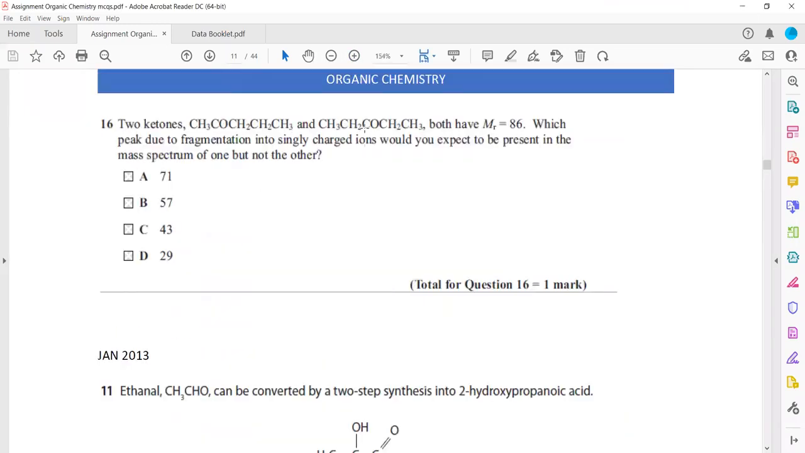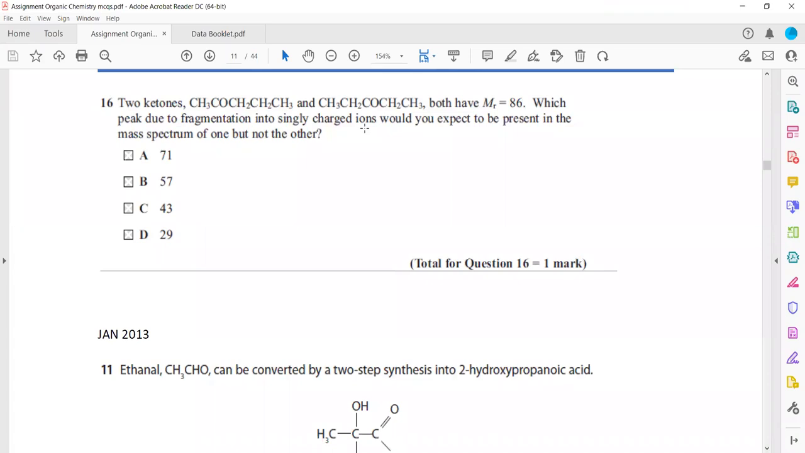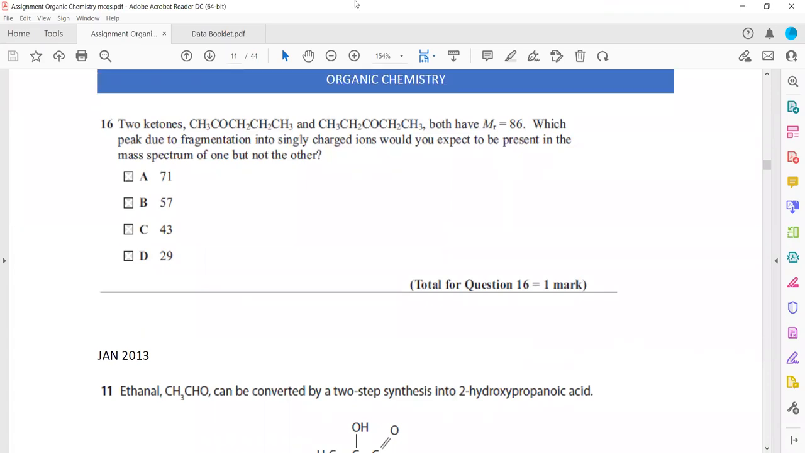Then another question. Two ketones both have a relative molecular mass of 86. Which peak, due to a fragment with a single charge, would you expect to be present in one spectrum but not in the other? So how to work this out? We'll break from left to right and then from right to left. For example, the first one is CH3, C double bonded with O, CH2, CH2, CH2 and CH3.